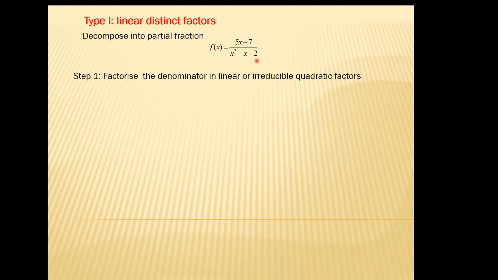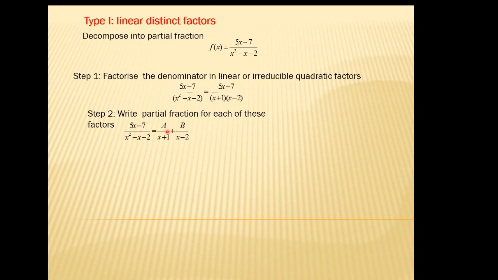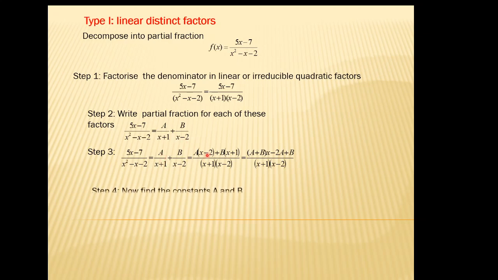So what we do first, we'll try to factorize this into linear factors if possible, with real zeros. So factorize this. Here we find its factors will be x plus 1 into x minus 2. Then after this we'll write the partial fraction for each of these factors. As both are linear and distinct, we write the partial fraction as a upon x plus 1 plus b upon x minus 2. Once we get this, our task is to find out the constants involved over here, that is, to find out the constants a and b, right?